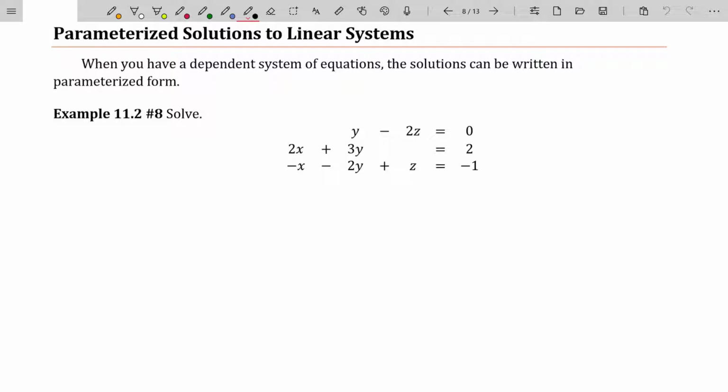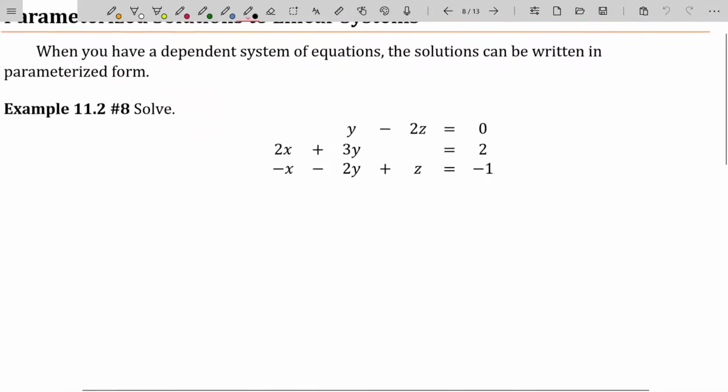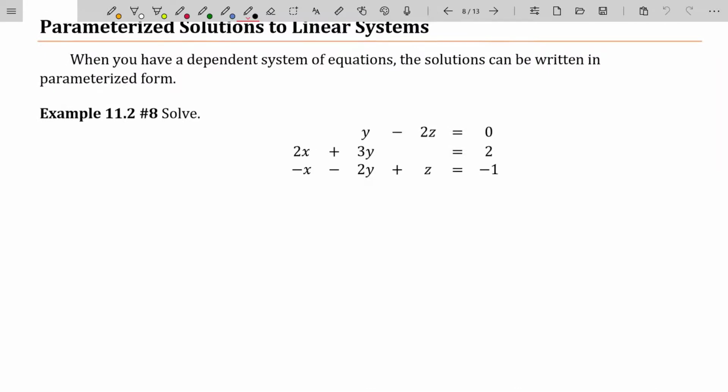This topic, at least at our college, is not considered a review. So this topic that we're going into right now, at least if you're in college algebra, should be somewhat new. It's considered to be new if you're fresh out of an intermediate algebra course or an Algebra 2 course. And this is when you have systems with an infinite number of solutions and how you can write those solutions.